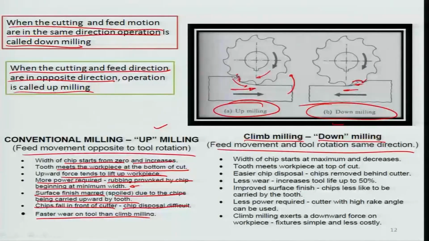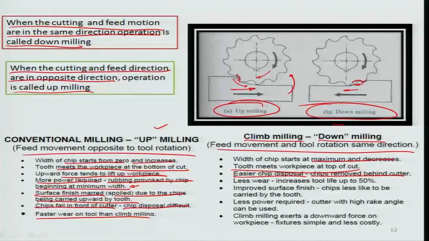Here obviously the width of the chip starts at a maximum and then decreases. As you can see here, the maximum engagement is at the beginning, and then as the chip peels off, it becomes a thin section, and the section is finally going to be as thin as possible at the point of peel of the chip from the surface. So, the tooth meets the workpiece at the top of the cut. Easier chip disposal, chips are removed behind the cutter.